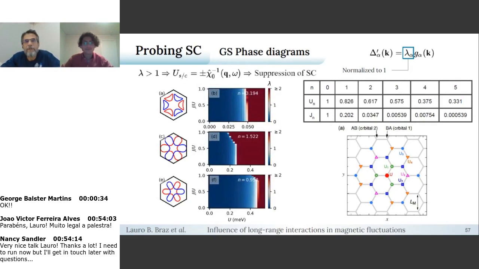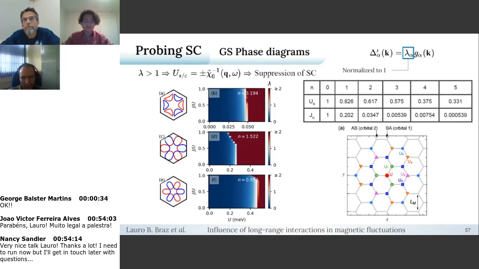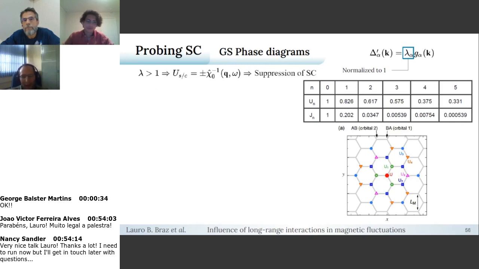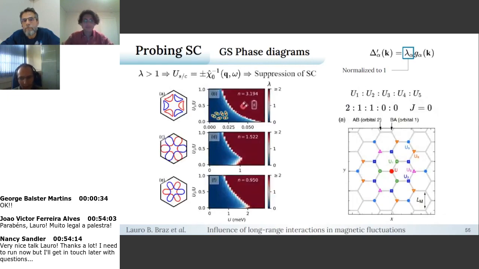We have seen some of these results, and Lauro posted some other new ones, and I think you're completely right about this reentrant behavior, these kinds of shapes where for a given U, if you increase U1, you go into a superconducting phase. That's really interesting, and we'll be curious to see if you keep J equals 0 and you add the U3, U4, or U4 and U5, with different ratios, whether you can get something similar or maybe more pronounced.